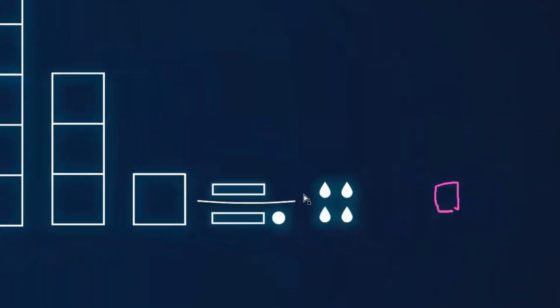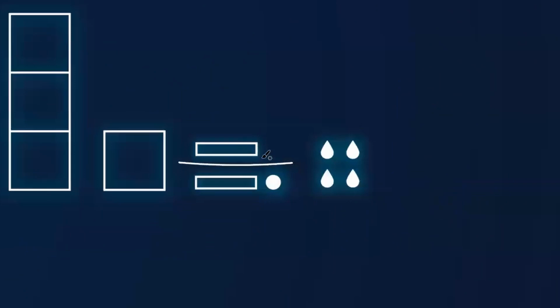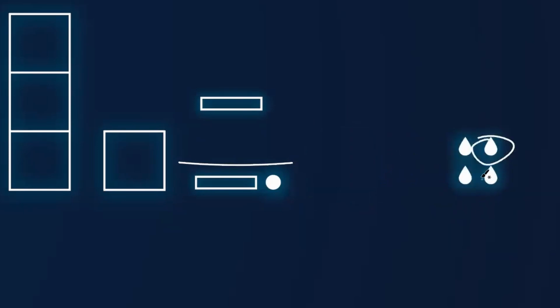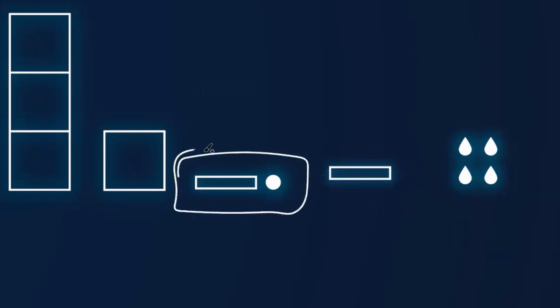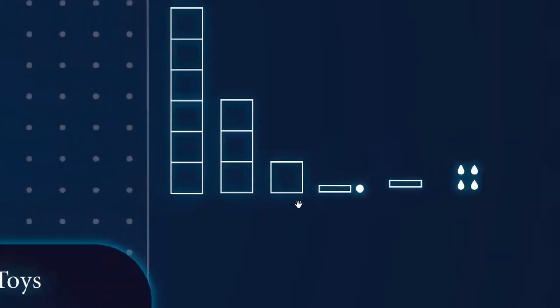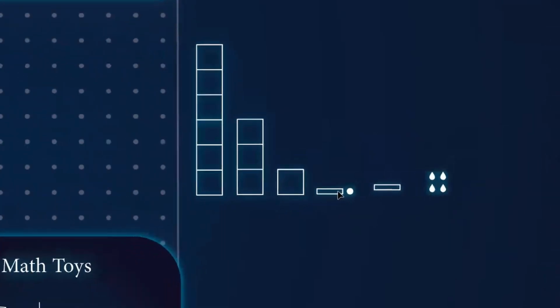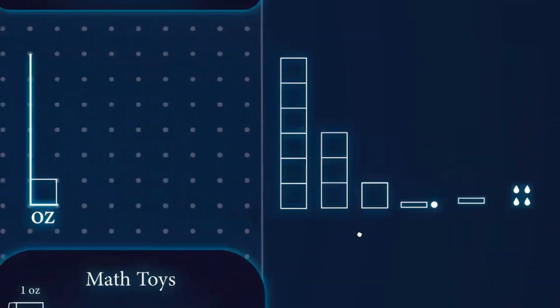Let me break these down for you. These are all milliliters. Each one of these drops is a single milliliter. Okay, 1 milliliter, 2 milliliters. We have this rectangle, which represents a single milliliter, and this rectangle with a dot next to it. Actually, I'll show it to you in a second.